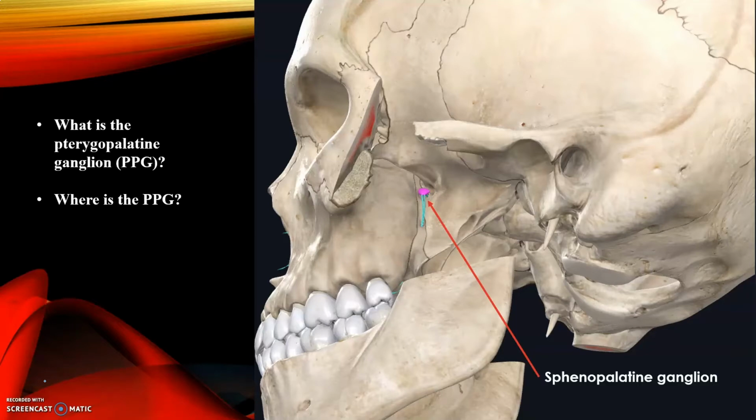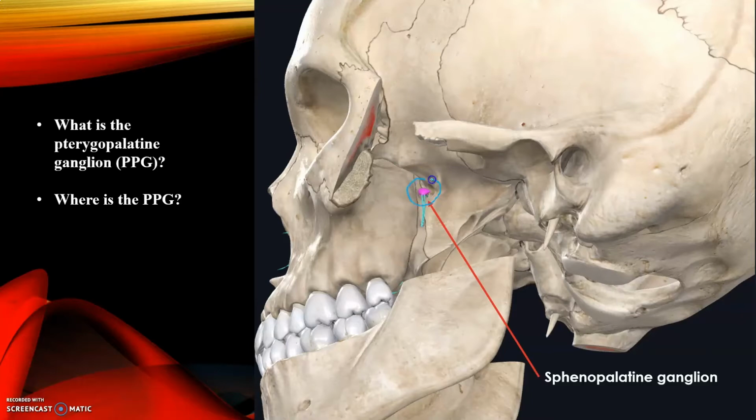So first off, what is the pterygopalatine ganglion? The pterygopalatine ganglion is a collection or cluster of parasympathetic nerve bodies located within the pterygopalatine fossa. The pterygopalatine fossa is a pyramidal space located basically deep and medial of the cheekbone, of the zygomatic bone.